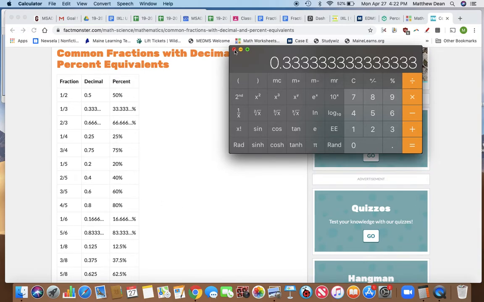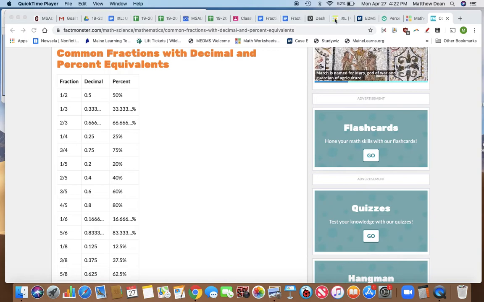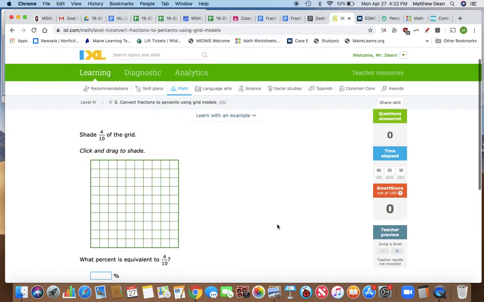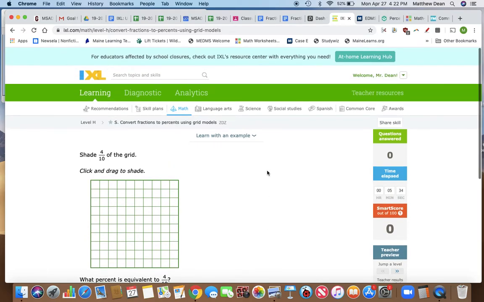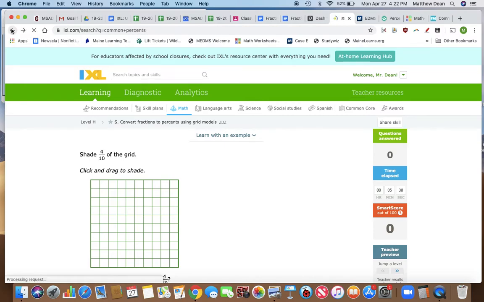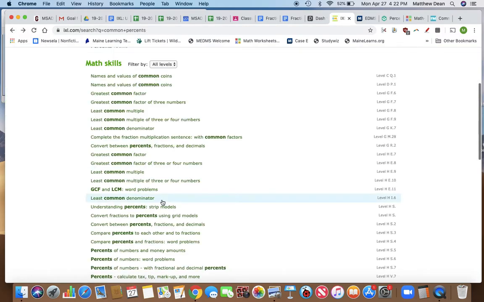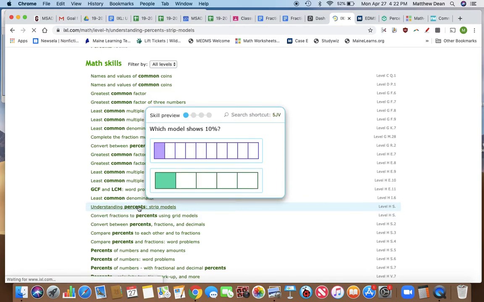So what I'm going to have you do today is this IXL, where we convert fractions to percents. We did that one the other day. I'm going to get to this different one here. What I want you to work on today is understanding percents using strip models.